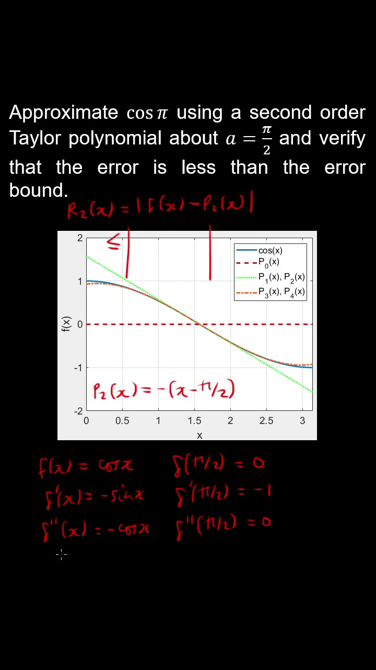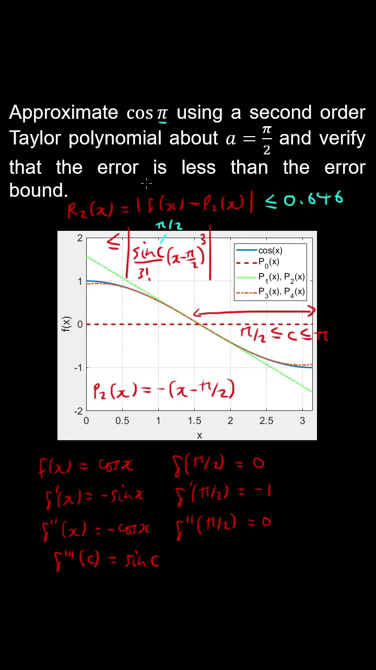So for the error bound, we evaluate the derivative of our next term at some value c, and this value c is between a and x, because we want to maximize the error bound. So our next term in the polynomial is sine c on 3 factorial times x minus pi on 2 cubed. Now to maximize the error bound, we choose c equal to pi on 2, and then substituting for x equals pi, we obtain the following result. And if you substitute f of x and x in the polynomial approximation, you'll obtain the error. So as you can see, the error is less than the error bound.